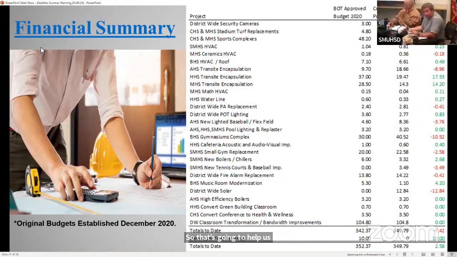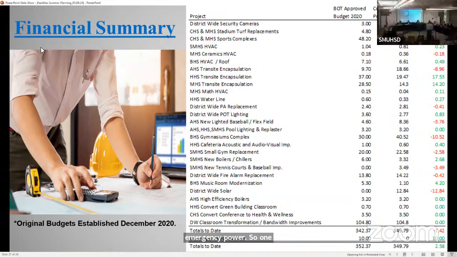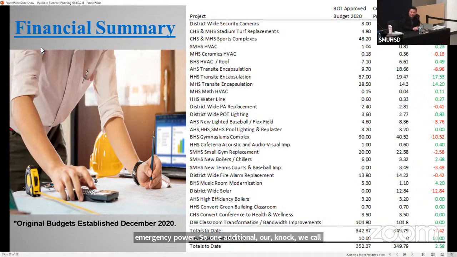And one additional, our NOC, we call it the Network Operating Center, you can see it right over here by the track. That's our internet for the entire district. So if that goes down when we have no power and it's more than the hour or so that we have battery backup, the entire district is without internet. And given that internet is now probably just as important as water and power to our schools, having that backup generator for emergency purposes, like Dr.